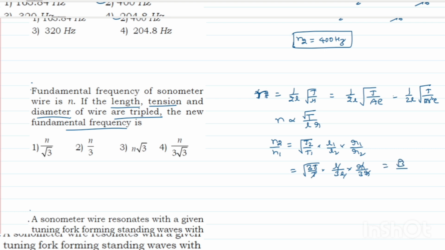Root 3 by 9, you can write 9 as 3 into root 3 into root 3, and root 3 gets cancelled. So here the new fundamental frequency N2 by the initial frequency N will be equal to 1 by 3 root 3, which is nothing but N2 equals N by 3 root 3. That is the answer you are getting.